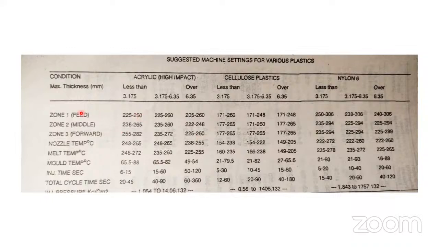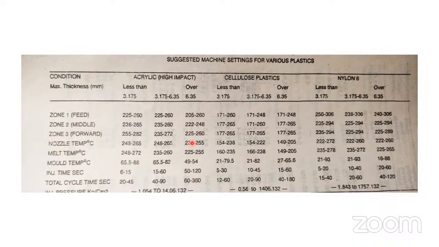Friend, you can see the zone 1 feed temperature for a lower thickness article is 225 to 260, and for the oversize it is 205 to 260. Same thing here, 238, 222. Therefore, the temperature is higher here, and lower in this case. If you see, as the thickness increases, the temperature goes on decreasing.